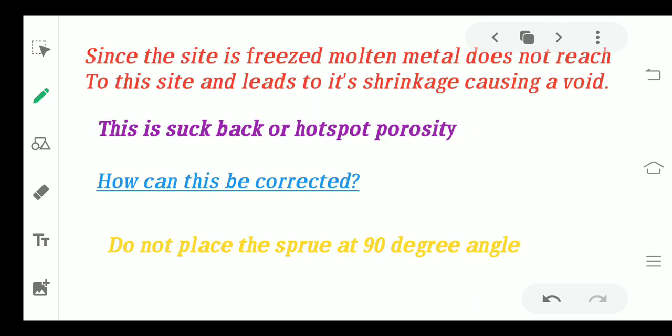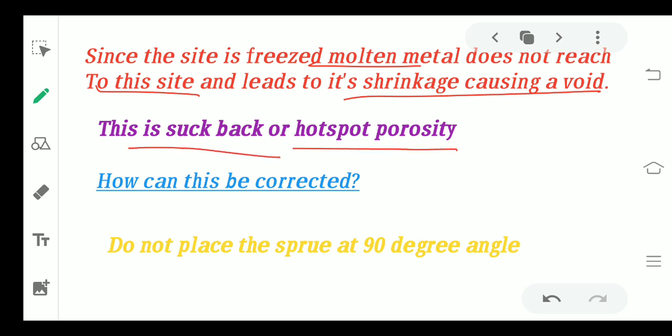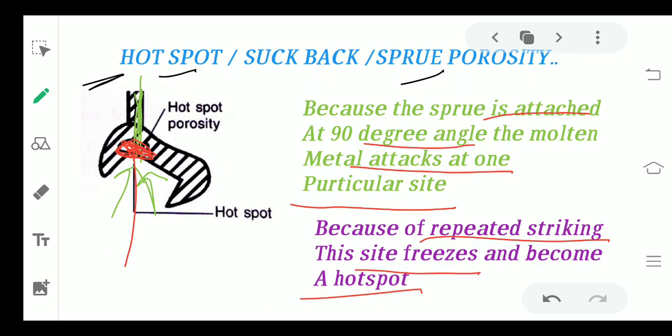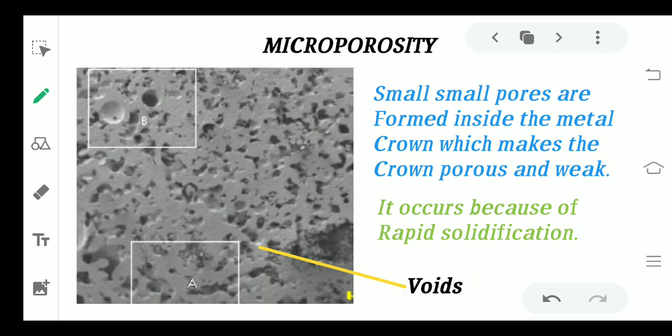Since the site is frozen and the molten metal does not reach this site, it leads to shrinkage, causing a void. And this is said to be the suck back porosity or the hot spot porosity. Now how can this situation be corrected or prevented? You are never supposed to place the sprue at a 90-degree angle. Like in this figure you see, it has been attached at a 90-degree angle. You are never supposed to place a sprue at a 90-degree angle, otherwise hotspot porosity can occur.